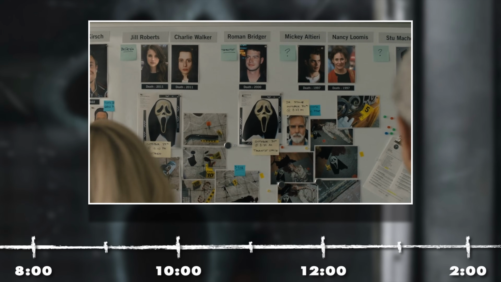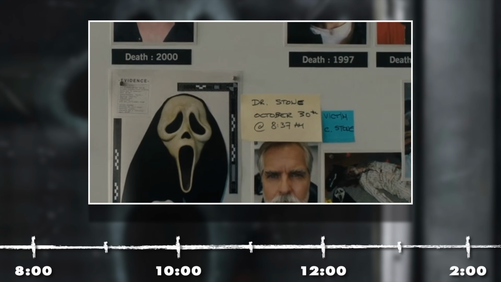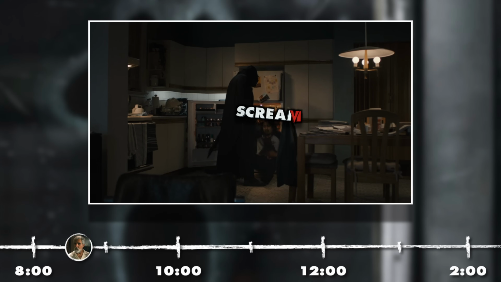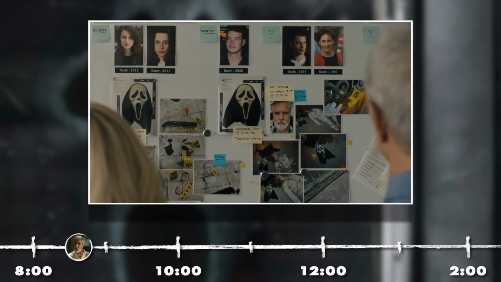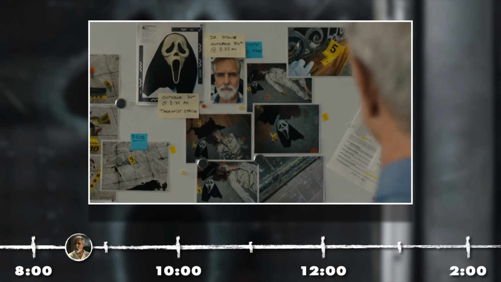This is where Kirby's picture board comes in handy though, as Dr. Stone's crime scene photo indicates a timestamp of 8:37 a.m. However, similarly to Jason, there were also no witnesses to the murder, so we can presume that this marker reflects the time that his body was discovered.